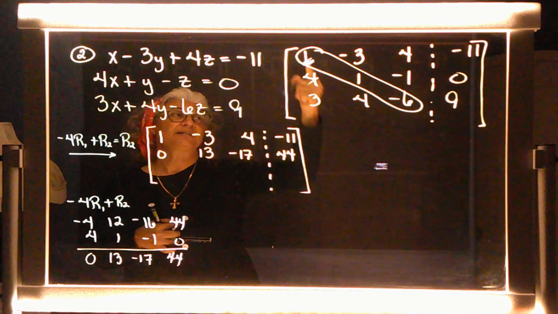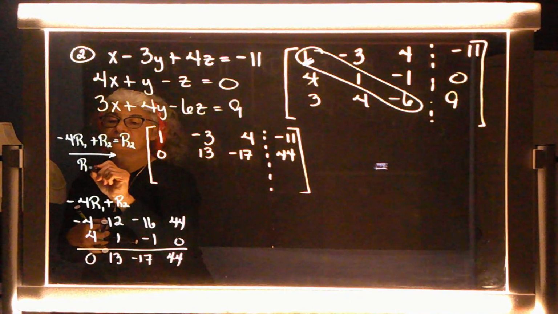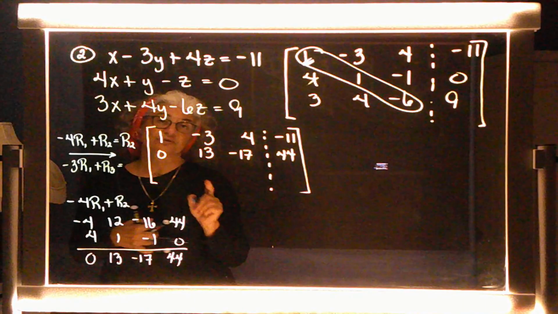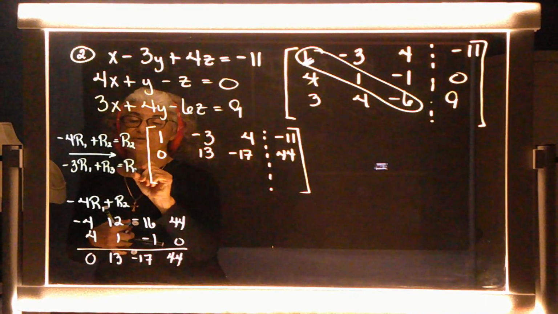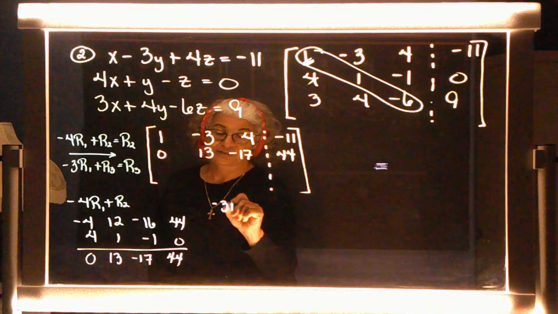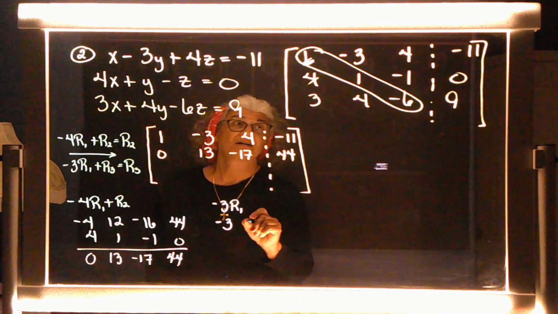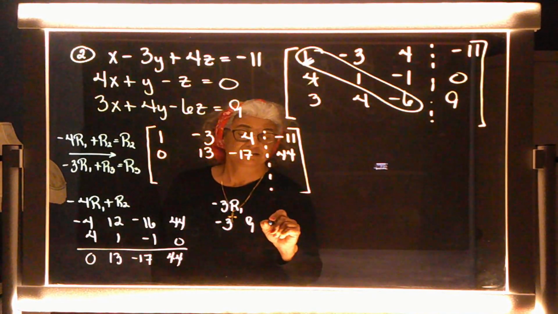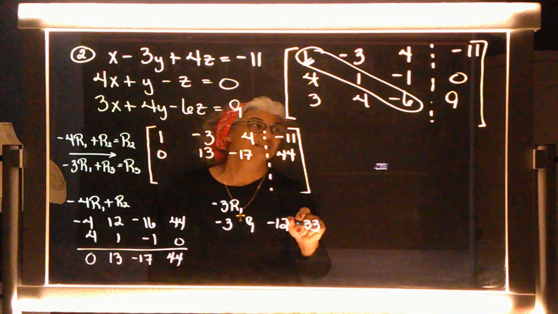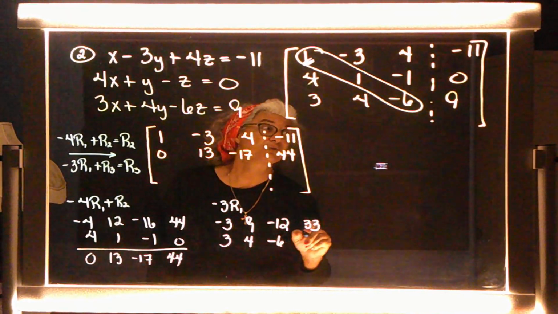So what are we going to do? I need that 1 and that 3 to look alike. What do we do? Good. You take the first row, multiply by -3, add it to the third row, and the answer goes into the third row. So you said take -3 times the first row. Well, that looks like -3, 9, -12, and 33. And you said add it to that third row.